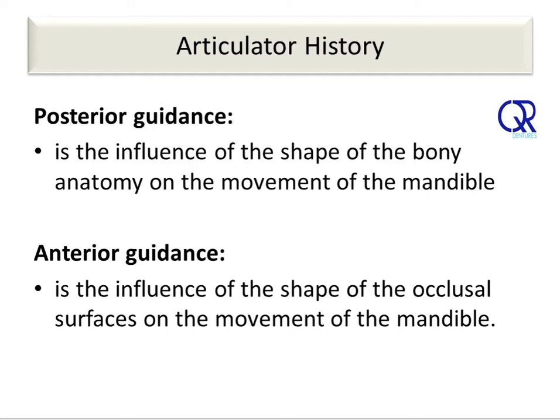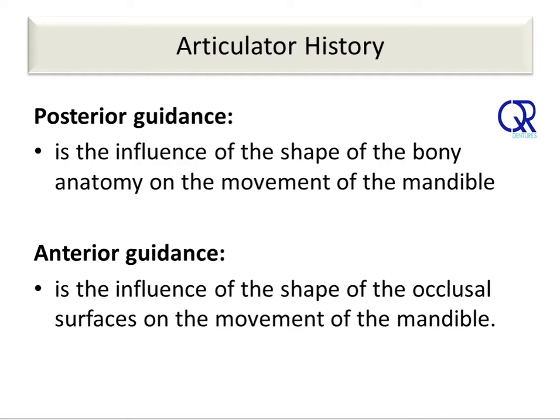In reality, functional movements of the temporomandibular joints occur as a combination of masticatory muscle action and two physical guides, known as posterior and anterior guidance. Posterior guidance is the influence of the shape of the bony anatomy on the movement of the mandible, which means the influence the TMJ has on the jaw movement.